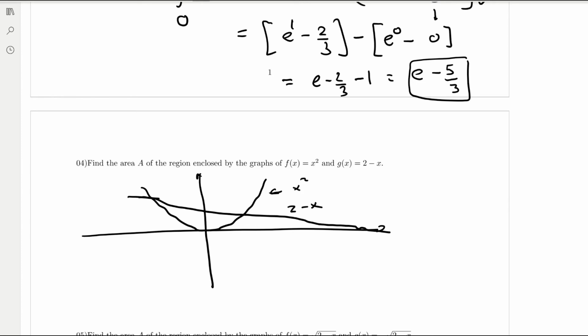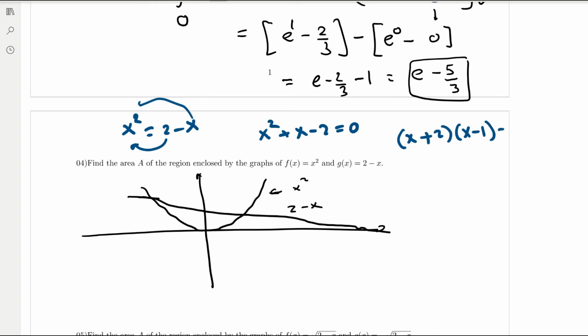So first thing you need to do is to find the intersection point. Here you have to find intersection points because they are not given, unlike the previous problem. So you make these two equal, x square equal to 2 minus x. Take these terms to the left: x square plus x minus 2 equal to 0. If I factor them, I'm going to get x plus 2, x minus 1. So that means these two curves intersect at negative 2 and 1, right? So here this is 1, that means this is negative 2.